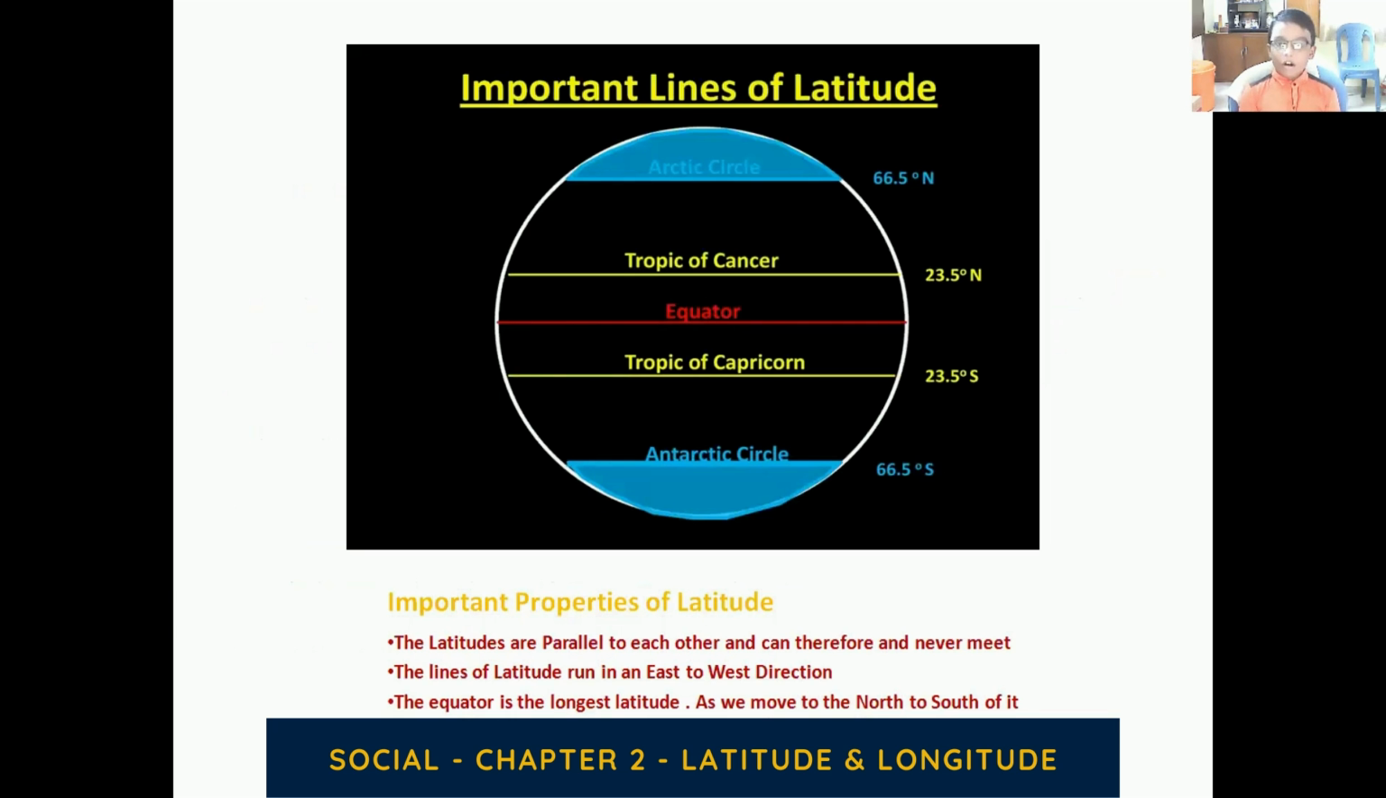Important properties of latitude. 1. The latitudes are parallel to each other and can therefore never meet. 2. These lines of latitude run in an east to west direction. 3. The equator is the longest latitude. As we move north and south of the equator, the parallels of latitude go on decreasing in length and finally reduce to a dot at the poles.